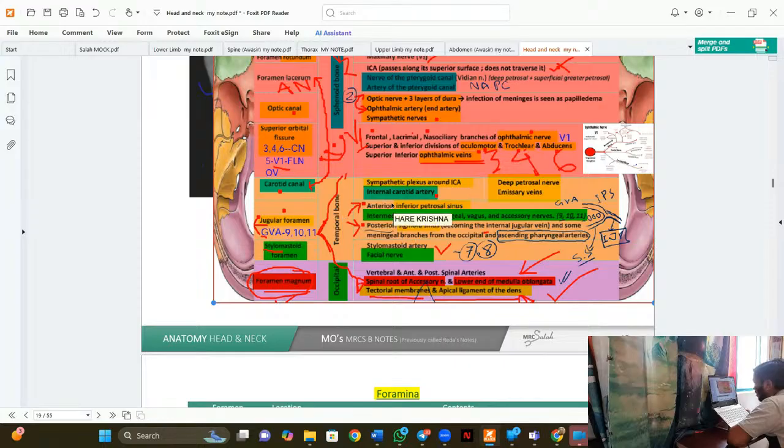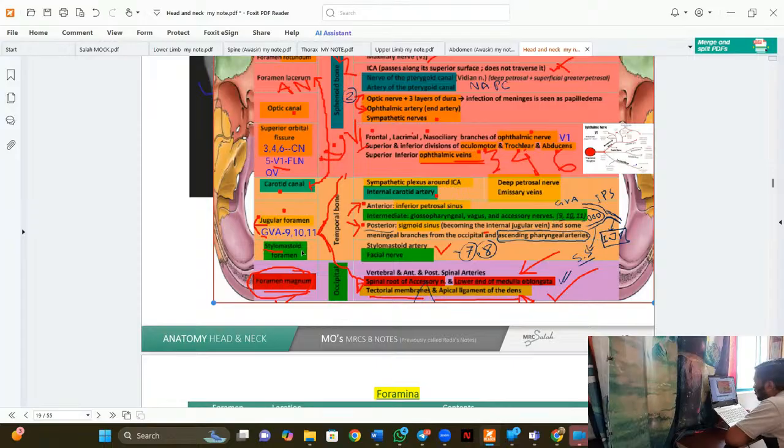The foramen has anterior, posterior, and intermediate parts. Anteriorly the inferior petrosal sinus, posteriorly the sigmoid sinus, and they both join together to drain into the internal jugular vein. In between are cranial nerves 9, 10, 11: glossopharyngeal, vagus and accessory.